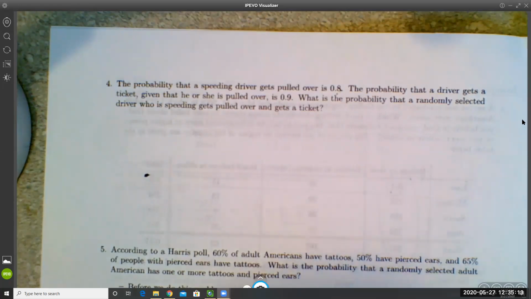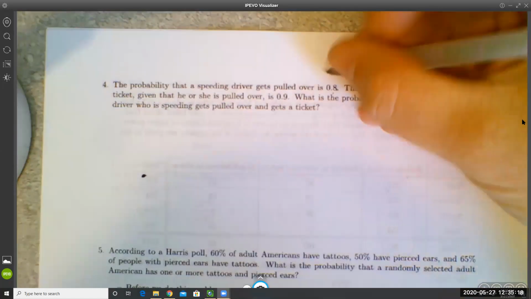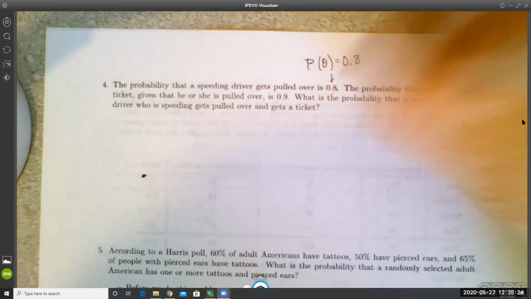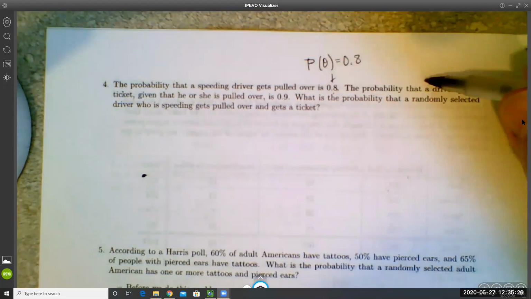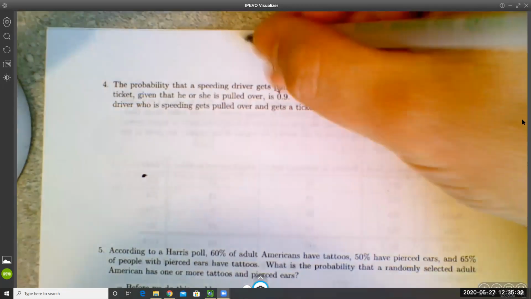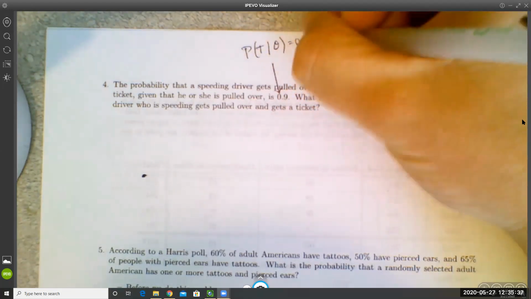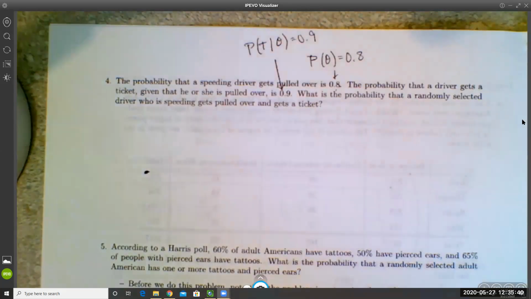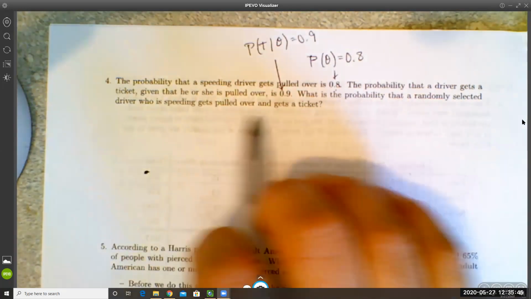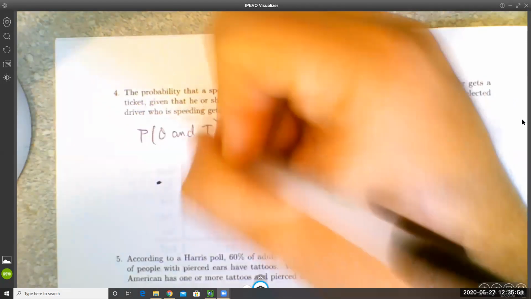So in this case, here's how I would do that. I would say the probability a speeding driver gets pulled over is 0.8. So the probability someone gets pulled over is 0.8. Then it says the probability the driver gets a ticket, given that he or she is pulled over, is 0.9. So the probability that they get a ticket, given that they were pulled over, is 0.9. And now we're being asked to compute the probability that a randomly selected driver who is speeding gets pulled over and gets a ticket. So we want the probability that they get pulled over and that they get a ticket.